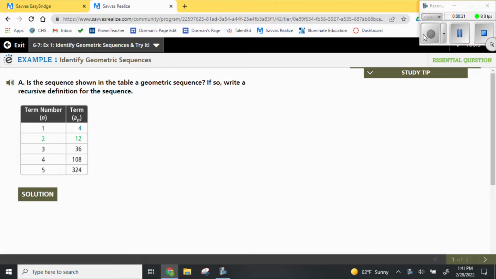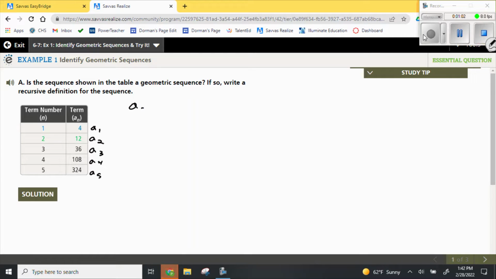All right, so here we go. We have a table here. We want to know if this is a geometric sequence. If it is a geometric sequence, then the common ratio between each one of these values is going to be the same. What I mean by that is, this is a sequence with, we're going to call this a sub 1, a sub 2, a sub 3, a sub 4, and a sub 5. And this is what we want to know.